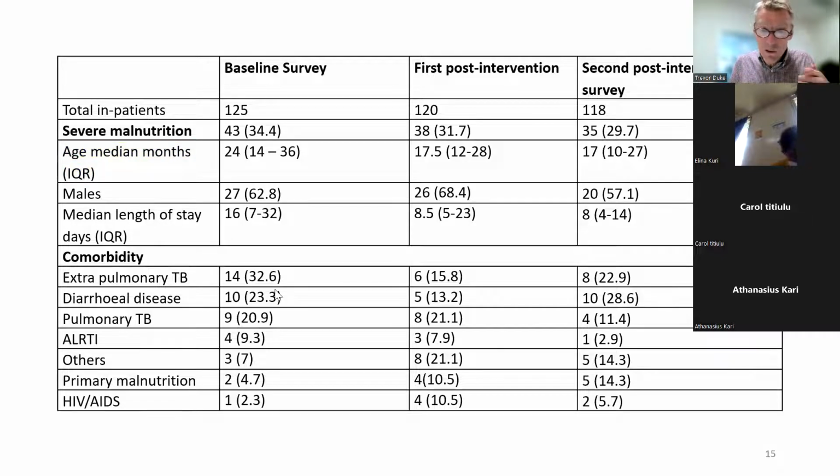And so finally, when he had finished the study, he was able to put in the data. So in the first survey, he looked at 125 children, second survey 120 children, and the third survey 118 children. They were all different children. And this is the proportion that had severe malnutrition. So the number and the percentage with severe malnutrition in each of the surveys, and the median age in months. So it was 24, 17, 17. The proportion that were males, so there's a predominance of males, for example, the greater percentage of males, the median length of stay, and the frequencies and percentages that had all these diseases.